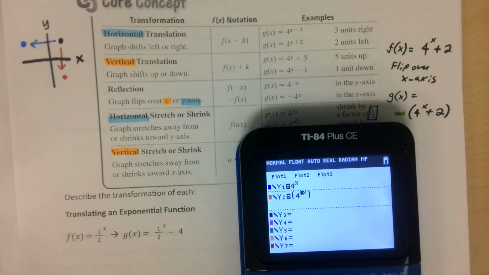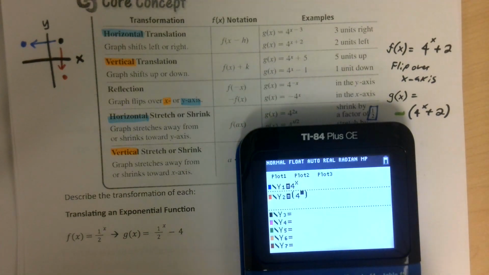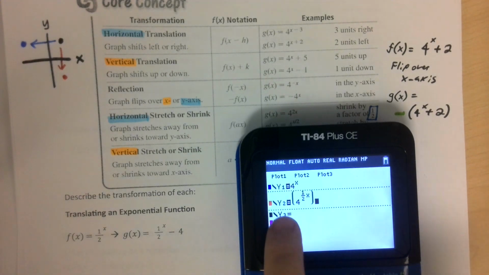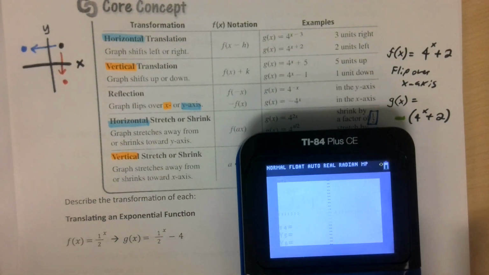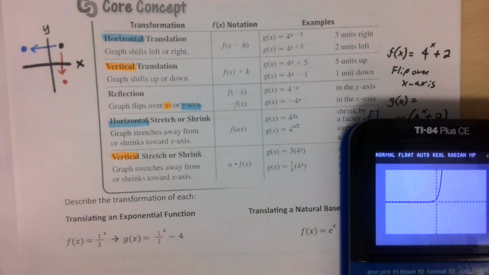A horizontal stretch is analogous to or similar to a vertical shrink. So we're actually going to replace the 2 with, let's say, 1/2. This would be a horizontal stretch by a factor of 2, because of the opposite. If we graph it, we should see that we get a little bit wider horizontally, and there we go, it's a little bit wider horizontally.